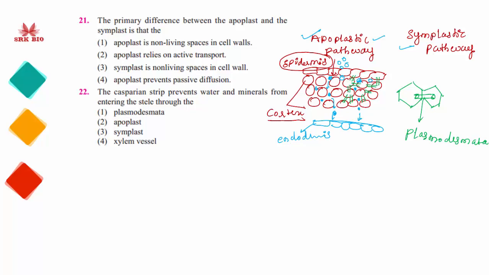Through the plasmodesmata, let us assume the water molecule enters from this cell to this cell, mark it as 1 and mark it as 2. From the first cell to the second cell, if it passes through the plasmodesmata and then reaches the endodermis, the type of pathway is called the symplastic pathway. If the movement of molecules occurs through the plasmodesmata within the plant tissues, it is called the symplastic pathway.